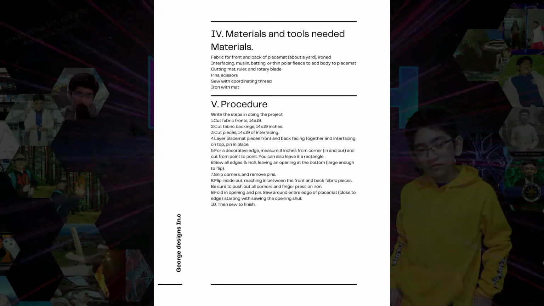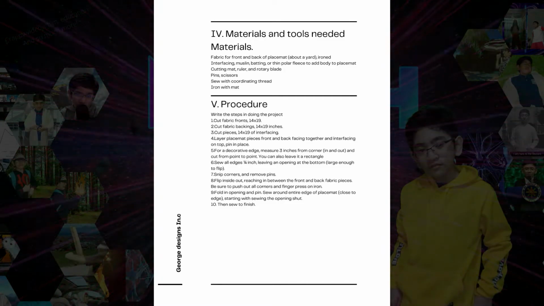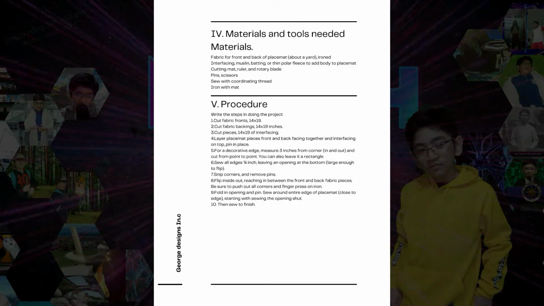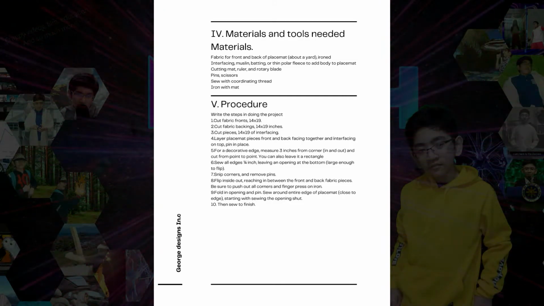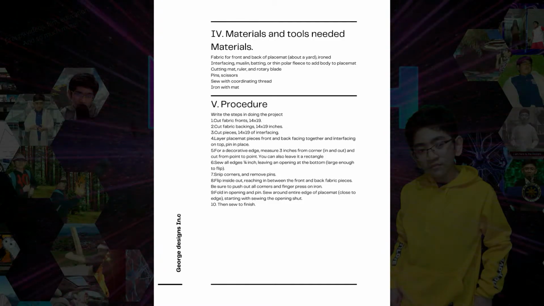6. Sew all edges 1/4 inch, leaving an opening at the bottom, large enough to flip. 7. Snip corners and remove pins. 8. Flip inside out, reaching in between the front and back fabric pieces. Be sure to push out all corners and finger press on iron. 9. Fold in opening and pin, sew around the entire edge of the placemat, close to edge, starting with sewing the opening shut. 10. Then sew to finish.